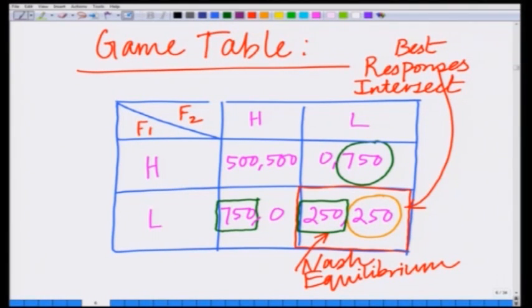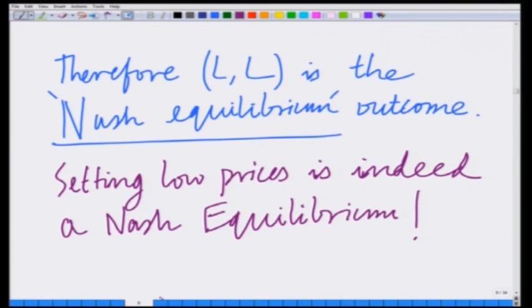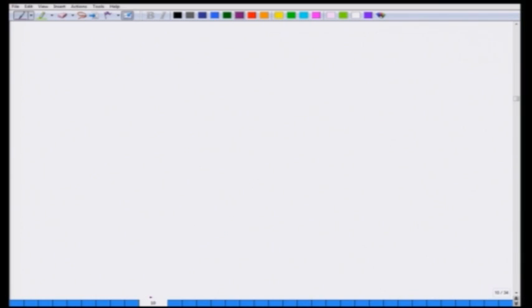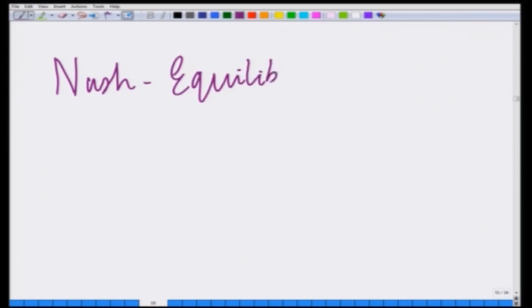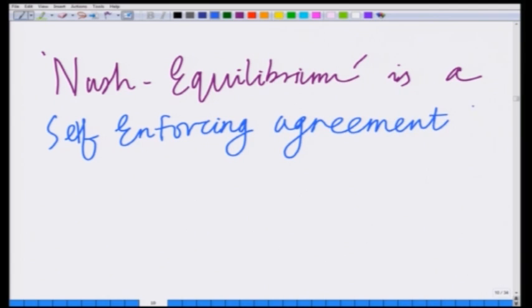And we also said there are several other properties of the Nash equilibrium. For instance, we also said that the Nash equilibrium is a self-sustaining outcome, a self-enforcing agreement. What does it mean to say that the Nash equilibrium is a self-enforcing agreement?